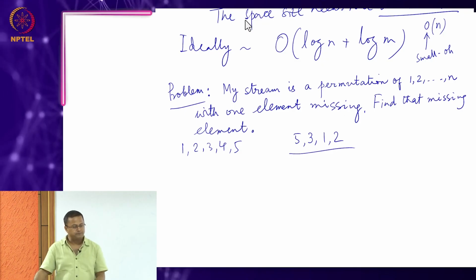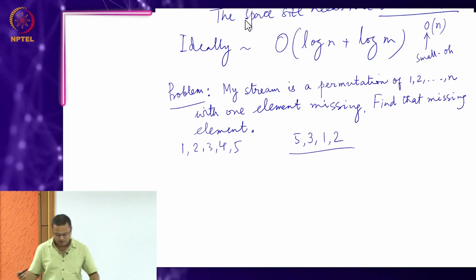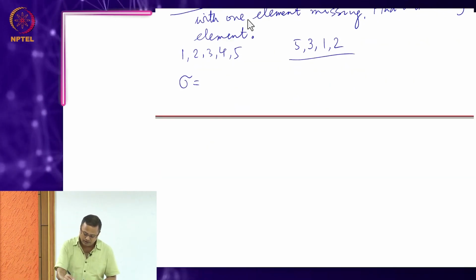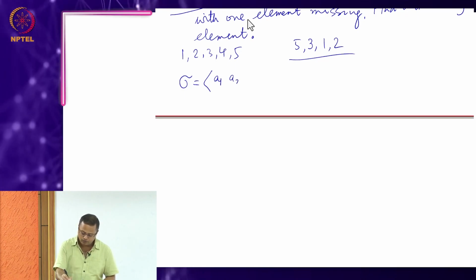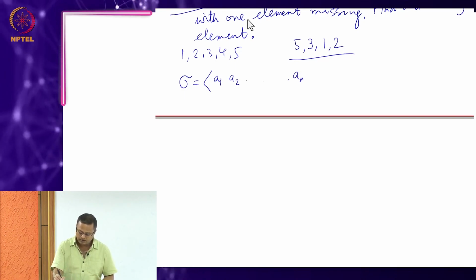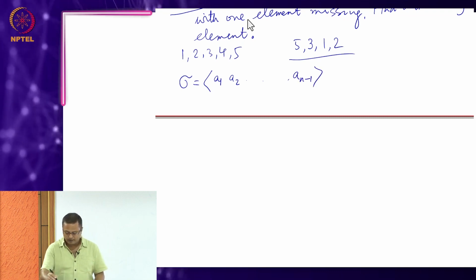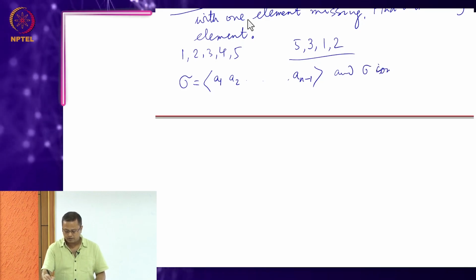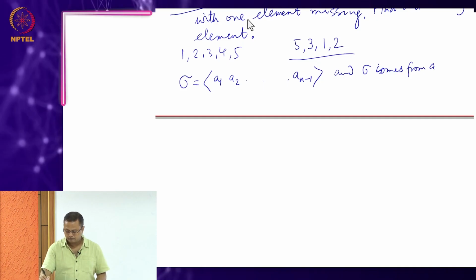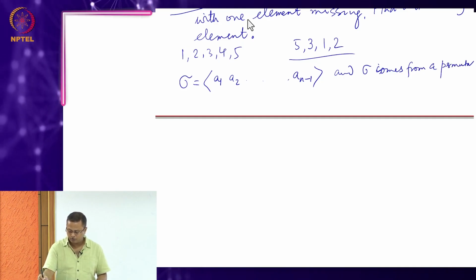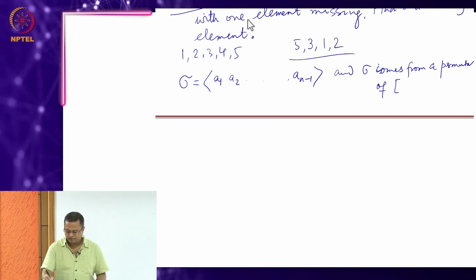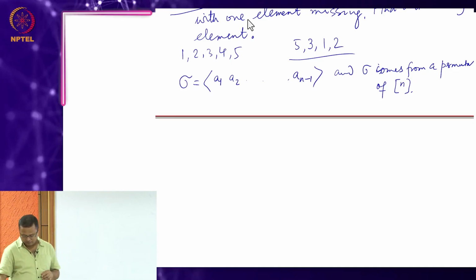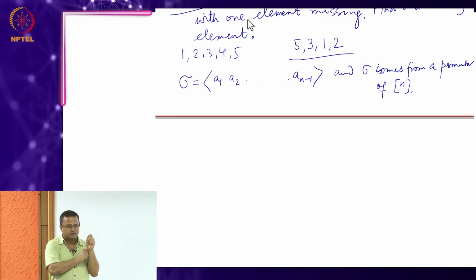Okay, I take forward his idea. What I do is, I have been told that my stream is A1, A2, distinct, up to An minus 1, and it comes from a permutation of n. So, the first element comes, what do I do?